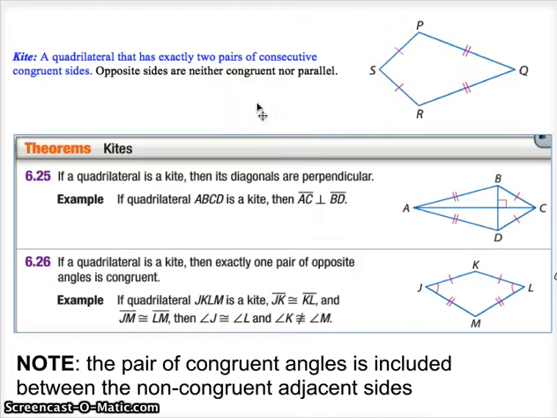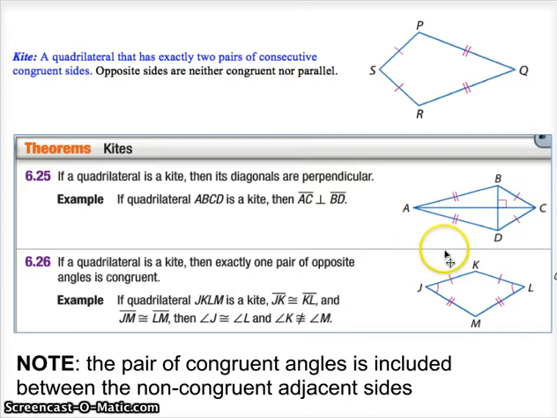Okay, enough about that. We get two new theorems, and yes, finally we get to 6.26, the last theorem of Chapter 6, which has been chock full of theorems. The first one is the diagonals. This should remind you of rhombuses. Just like a rhombus, the diagonals in a kite are perpendicular.